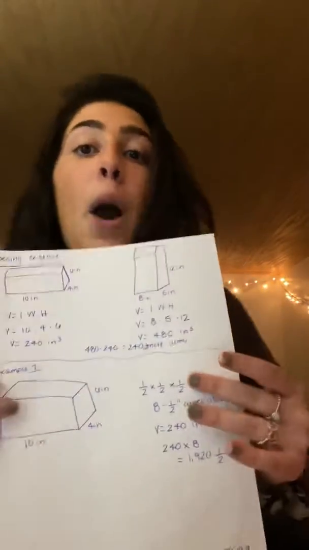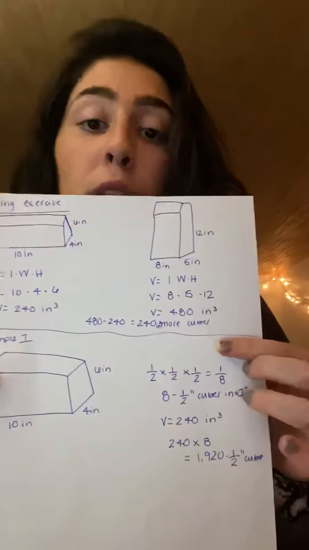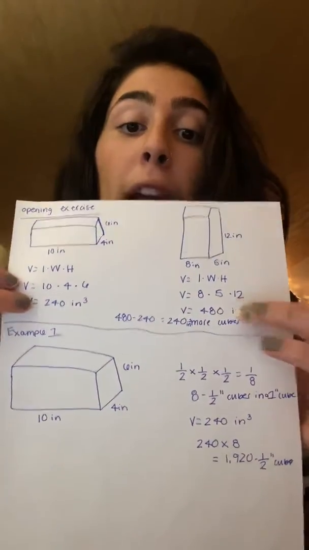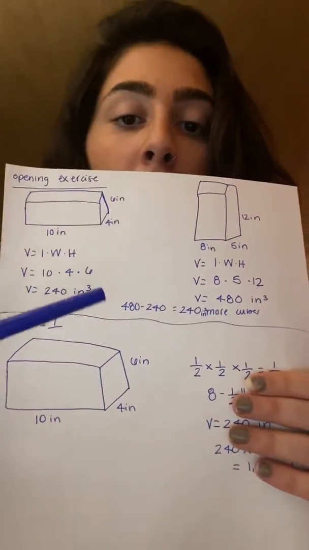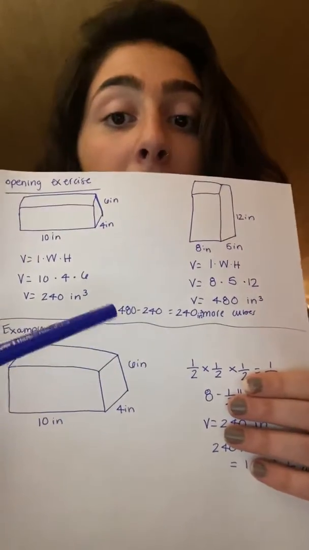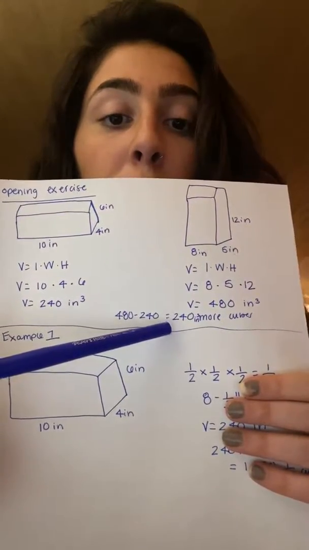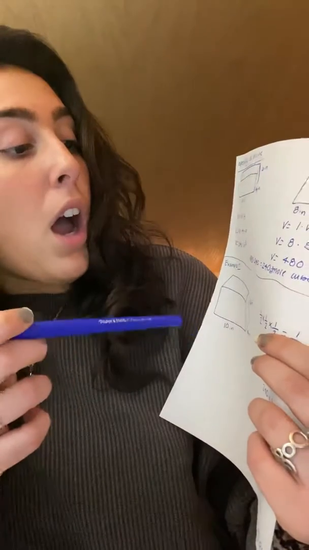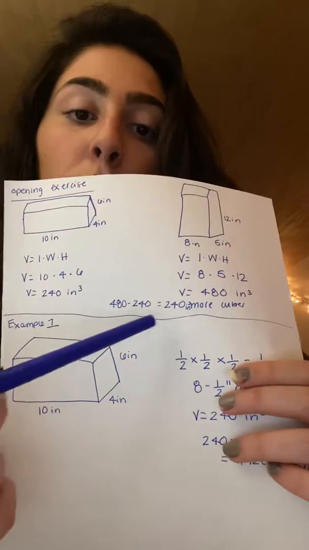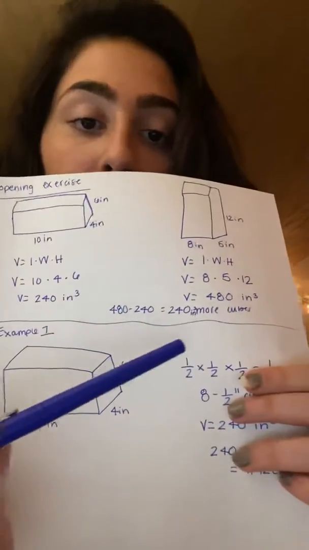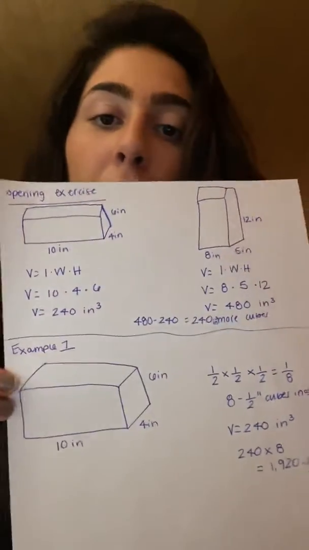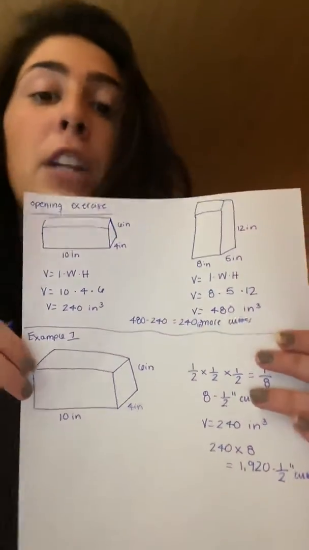Now it's asking how many more cubes does the prism hold? So I have 240 as an answer and then 480. What I did is I took these two numbers, I subtracted them, and I got 240. Then I put more cubes as my label because there are 240 more cubes, and I put my label of inches cubed. I had to squeeze it in there. So that is how I did my opening exercise.